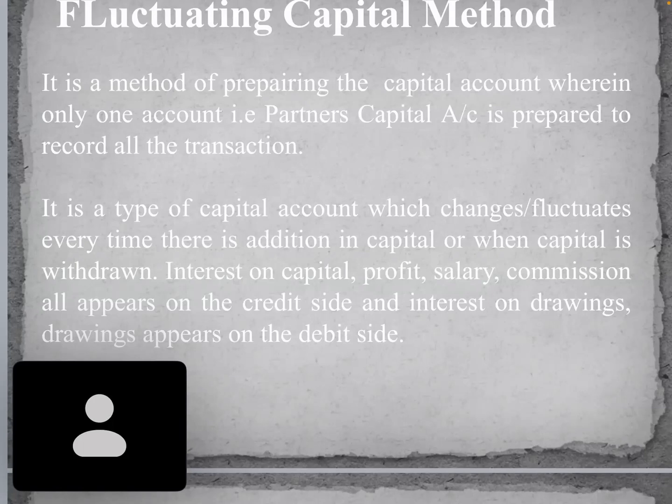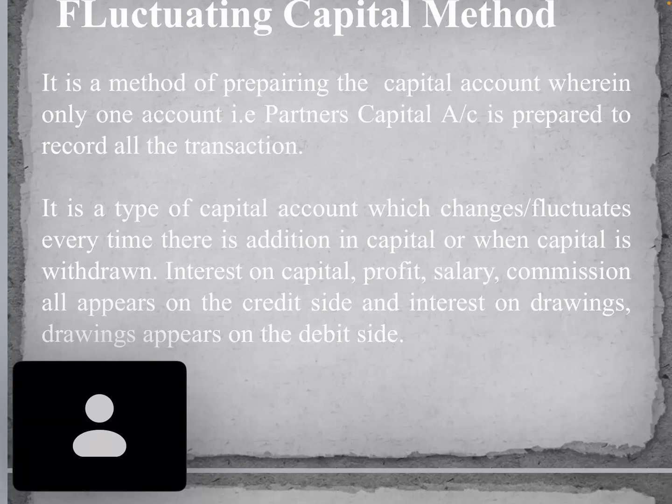One account is prepared by the name of partner's capital account, and all the transactions, whether related to the interest on capital, profit, salary, commission, in fact, the interest on drawing, everything is recorded at one single place if we are following the fluctuating capital method. But when it comes to the fixed capital method, we have to prepare two separate accounts, partner's capital account and the current account. We'll talk about that later. But when it comes to the fluctuating capital method, we just have to prepare one single account wherein we record all the transactions relating to partner at one single place.